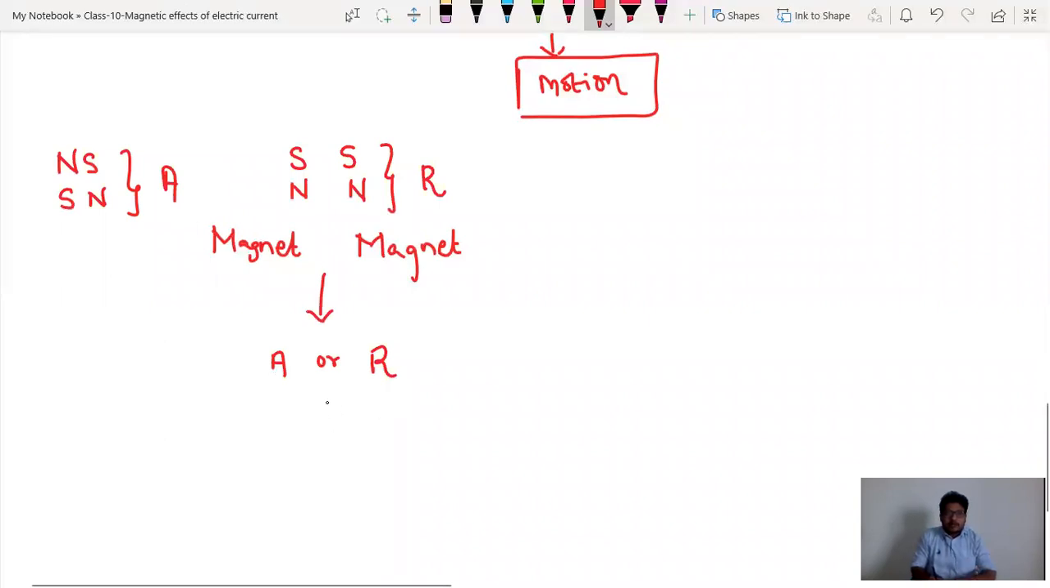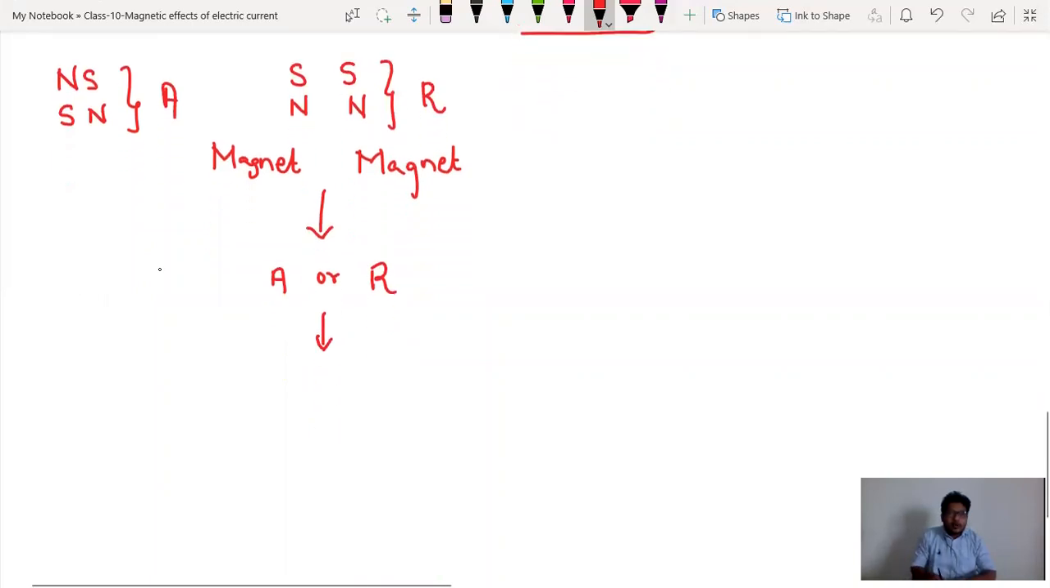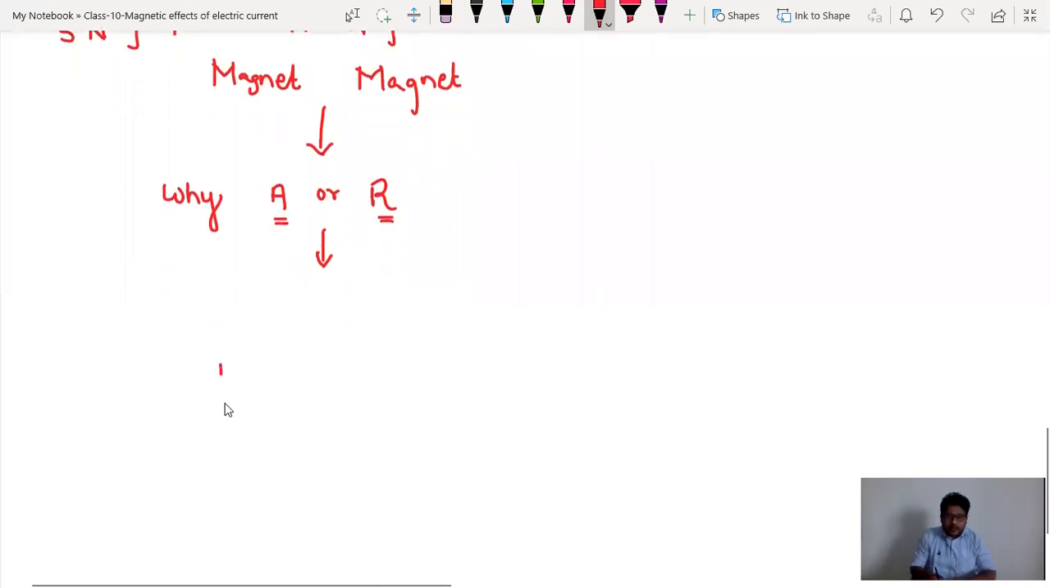When it is happening, basically we need to understand why you can find attraction or repulsion when you place two magnets. Already we have discussed, if you take one magnet, for this magnet there will be a magnetic field.